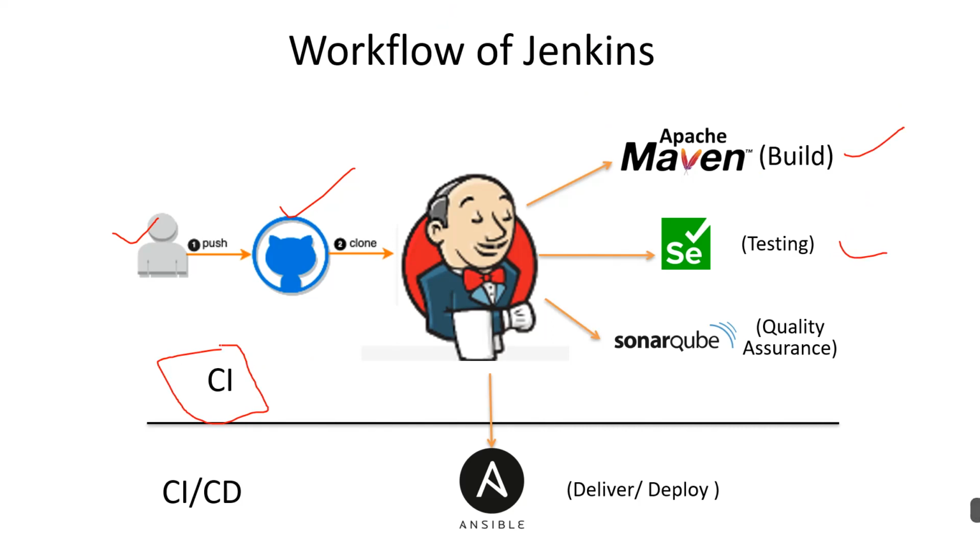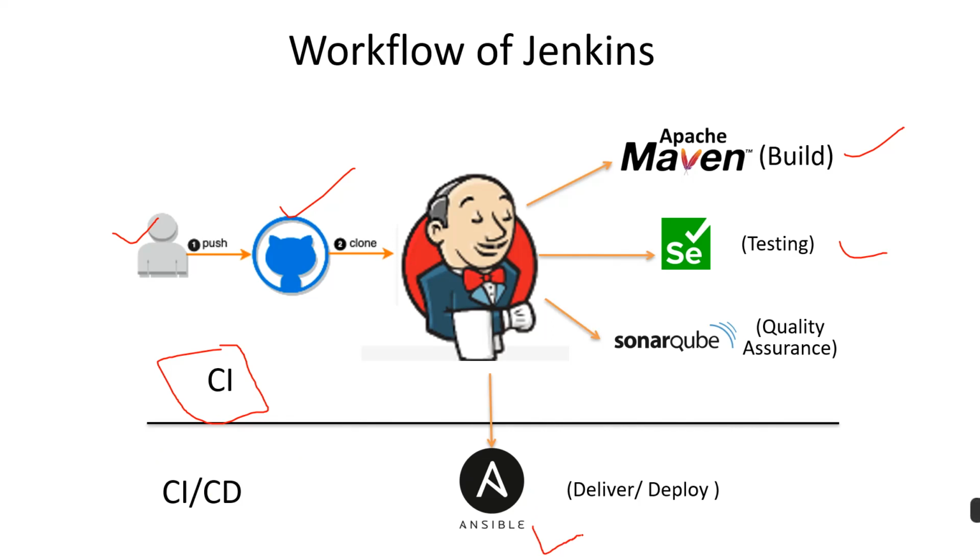After build and test, the next stage is to deploy our application to our client server. For deployment, we use Ansible in production, right? So this process is known as CI and this process is known as CD, continuous deployment, right?